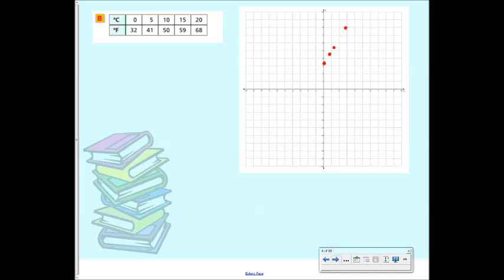So what does this make? Linear. That's a linear function. Okay, that one's a linear function because it makes a what? Straight line.